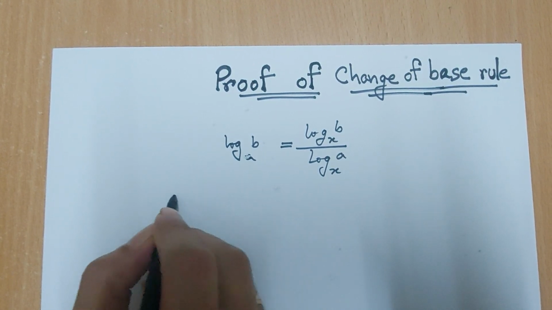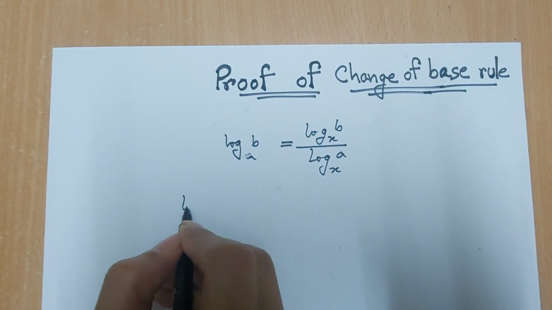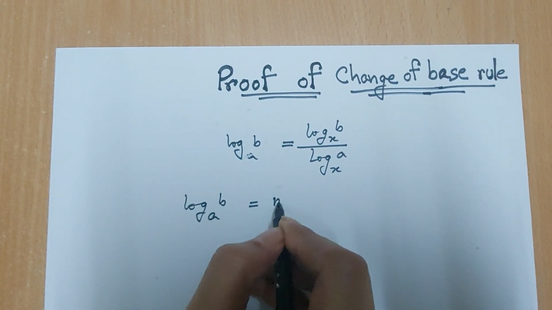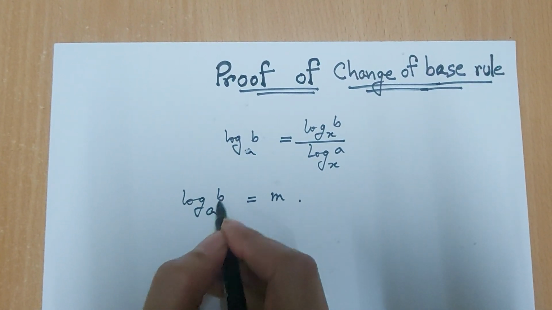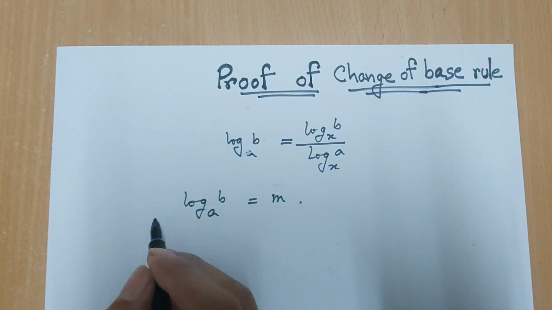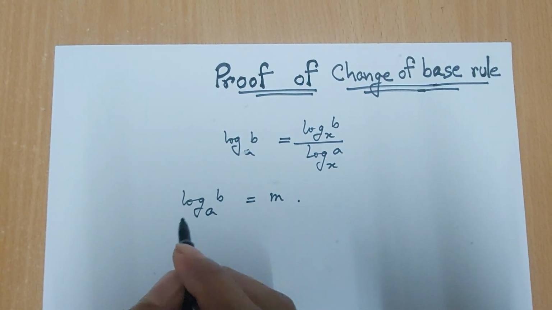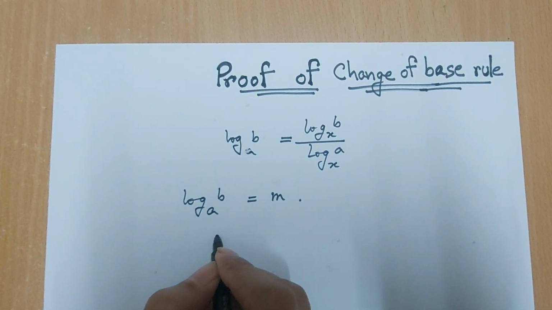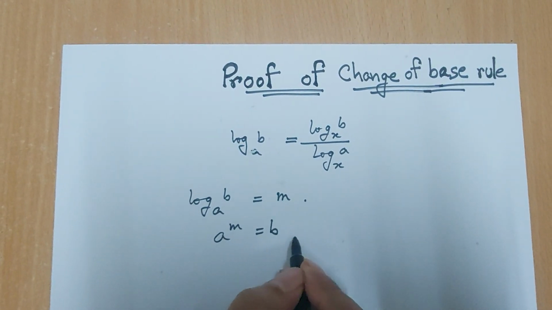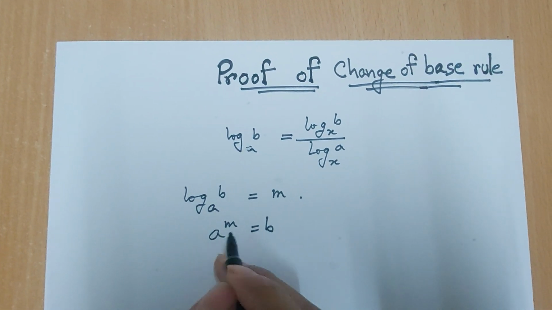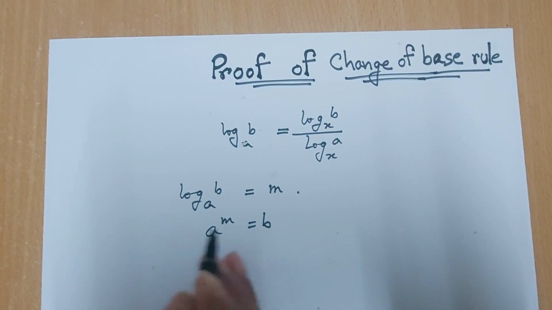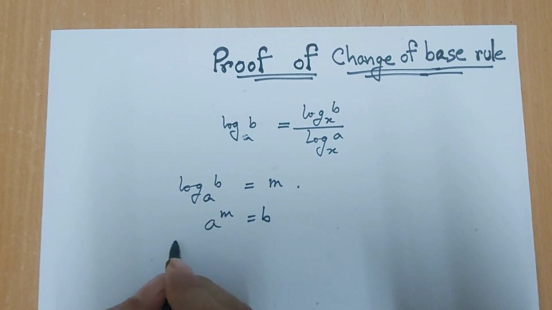Suppose log b to the base a equal to m. I am taking log b to the base a equal to m. So we can write it in exponential form. We can write it as a power m equal to b. And now I am taking log to a different base x to both sides of the equation.